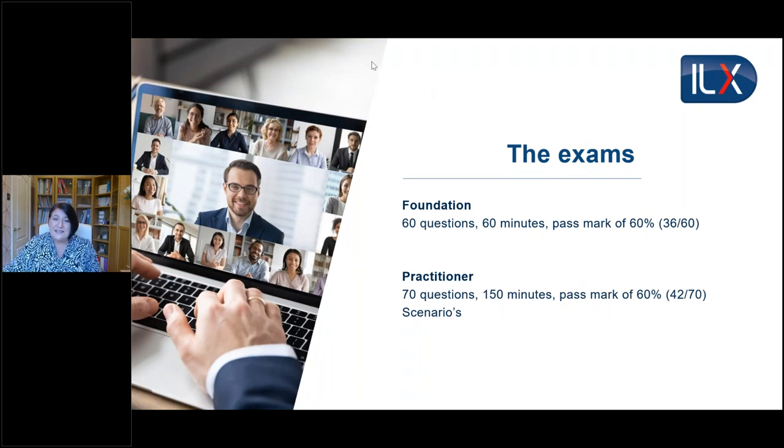So as far as the exams are concerned, there are two levels of exams. Both of them are multiple choice. The foundation exam has 60 multiple choice questions. We have a 60-minute time frame and the pass mark is also 60%. So we need to get 36 correct answers out of the 60 to pass. Now, for the foundation exam, you cannot take any materials into the exam with you.